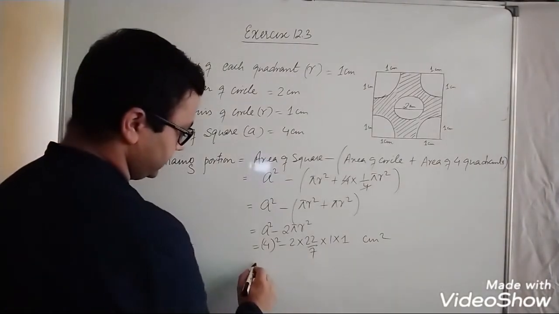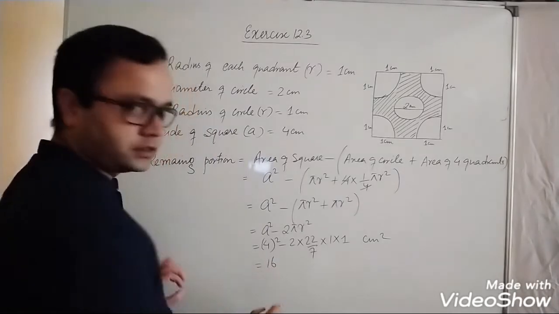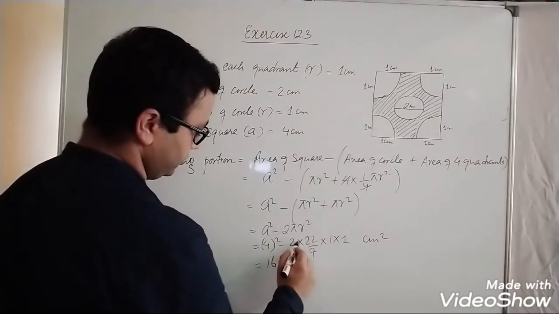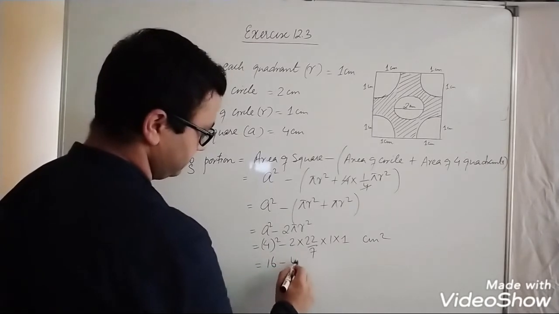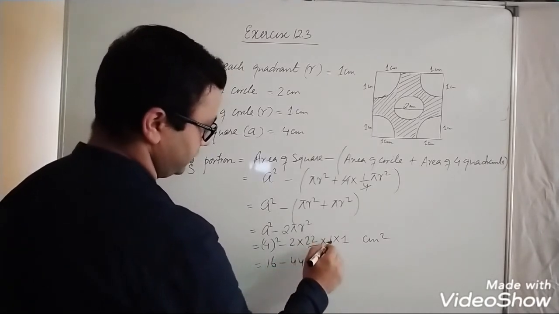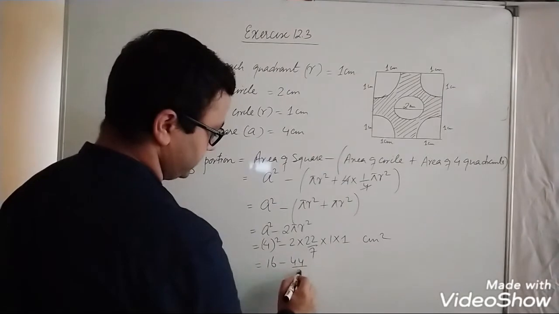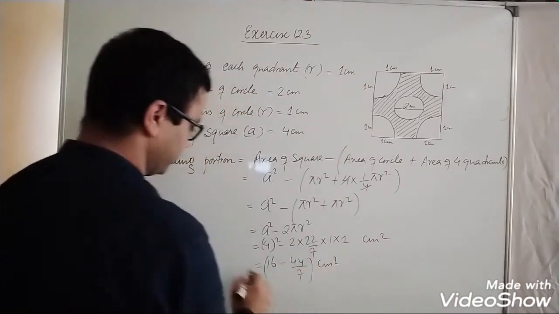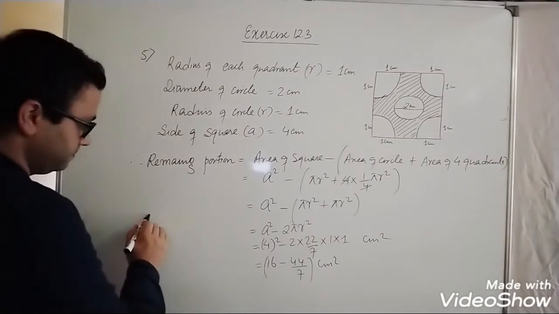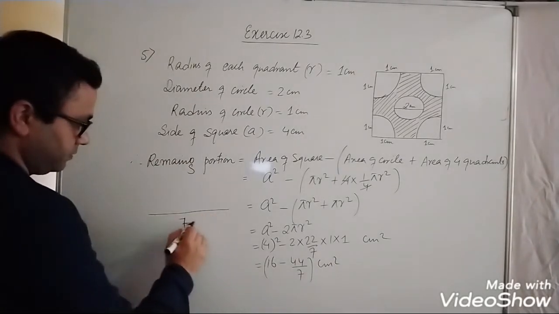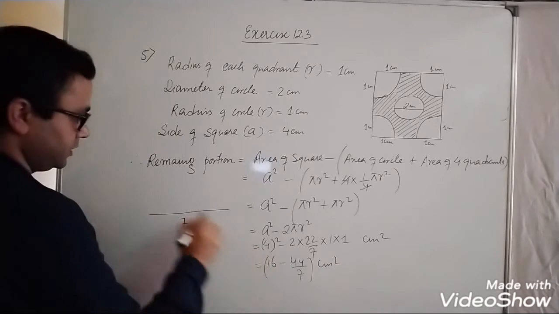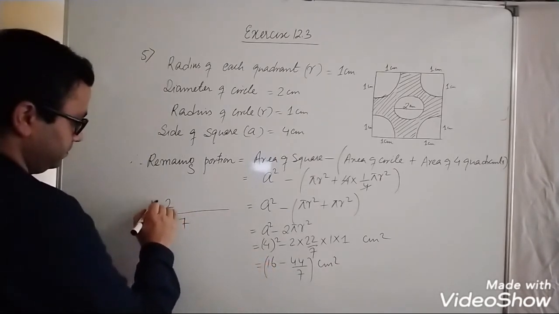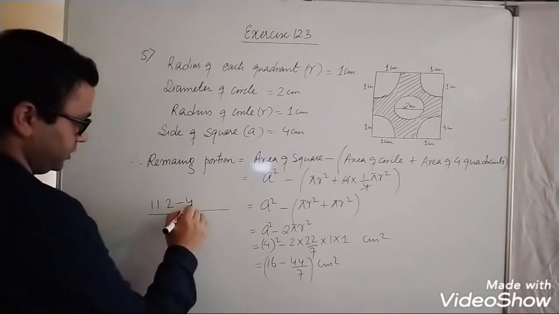Now 4 square is 16, minus 2 into 22 is 44, into 1 is 44, into 1 is 44, divided by 7 centimeter square. Now take LCM. 7 is the LCM. 7 6 42, 7 1 7, 11 minus 44.